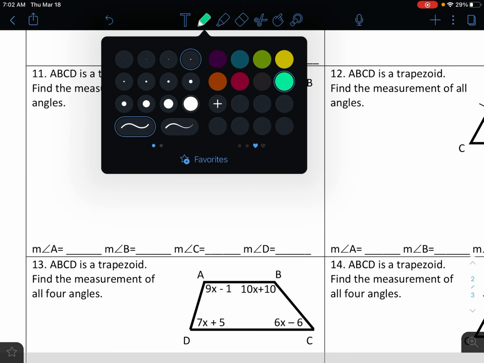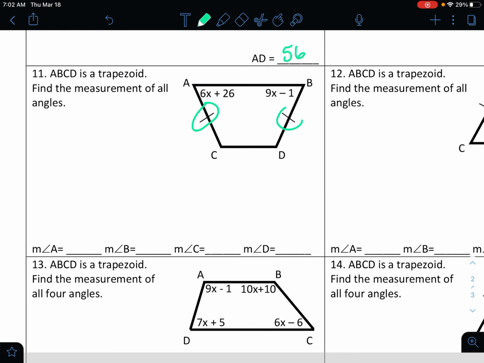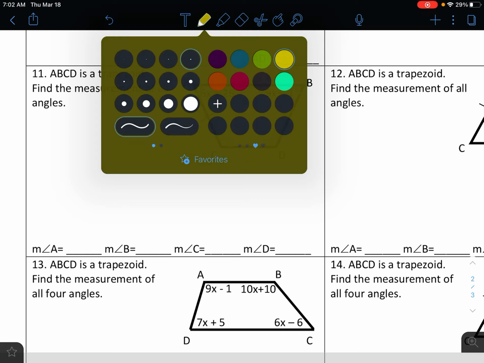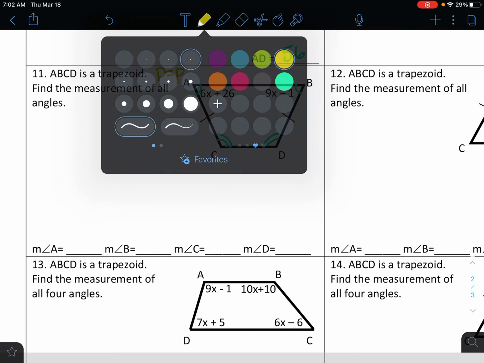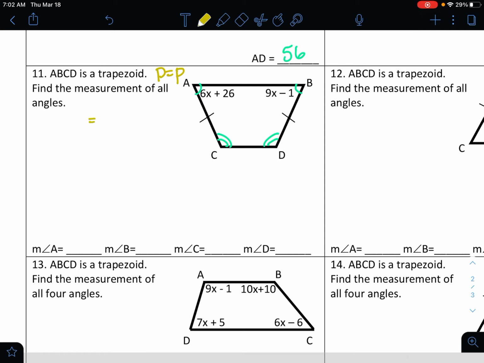Now this is an isosceles trapezoid because, again, we have those 2 markings to show us that the sides are equal. So another thing we know is that angle A is equal to angle B, angle C is equal to angle D. That's how isosceles trapezoids work. So this is going to be a part equals part problem since A and B are supposed to be congruent to each other. So let's go ahead and set this up.